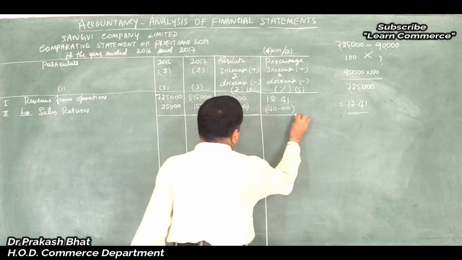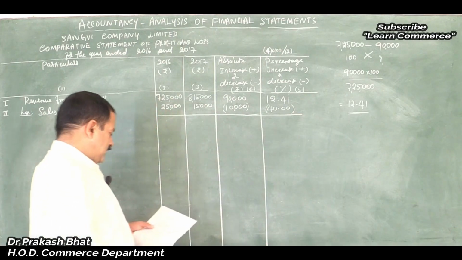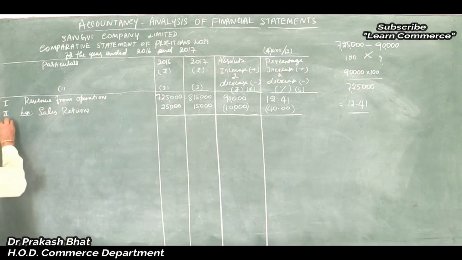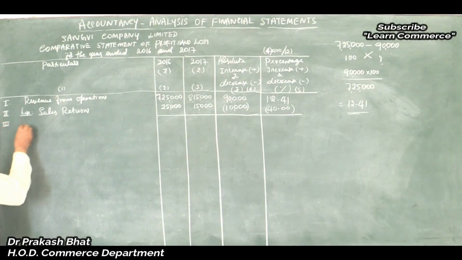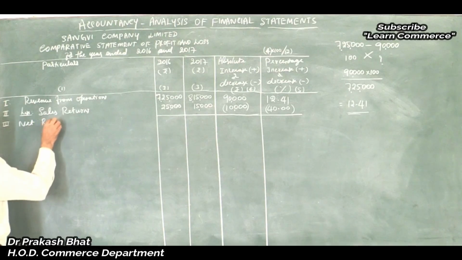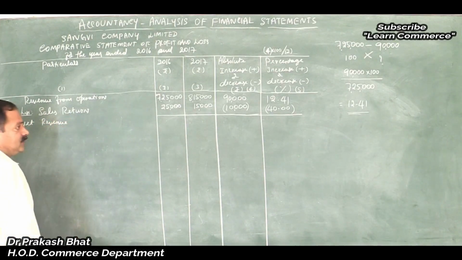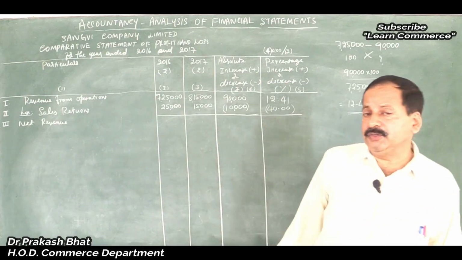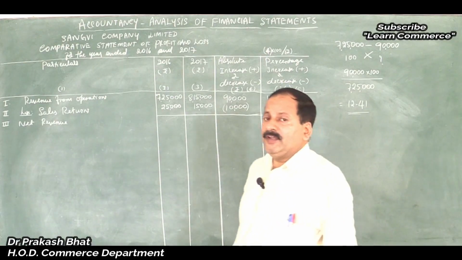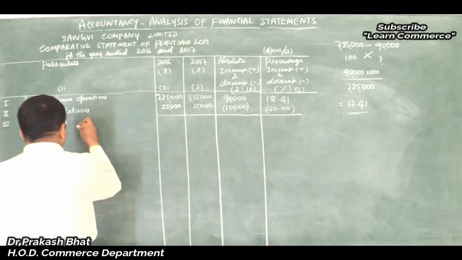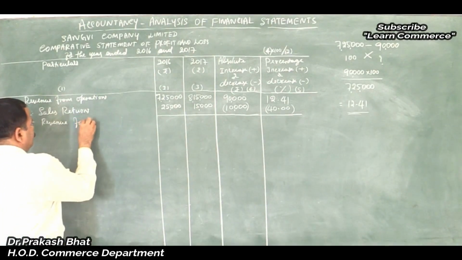Now draw the line. Right here, third one, net revenue from operations. Net revenue in the sense, total revenue minus sales returns. Total sales minus sales returns is equal to net sales or net revenue from operations.